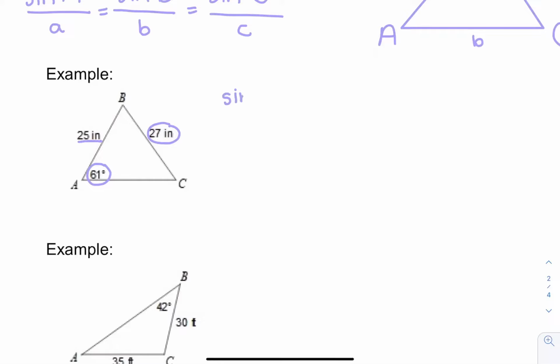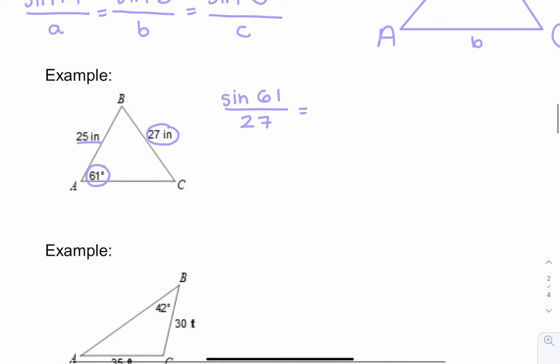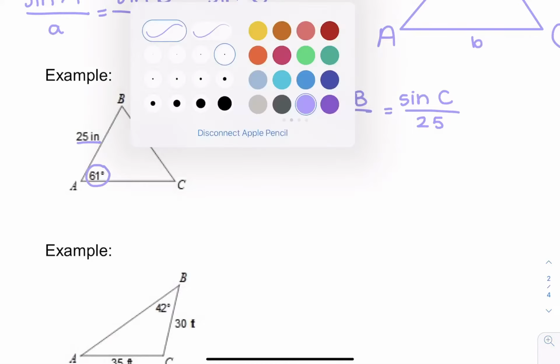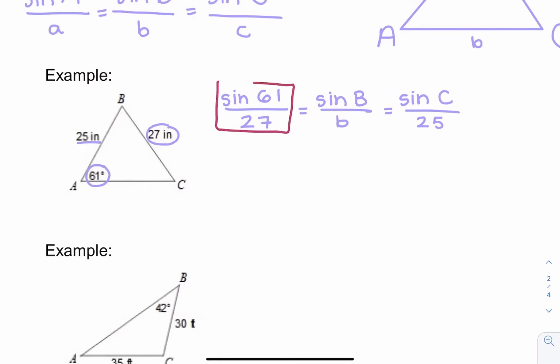We can write sine of 61 over 27. So that's angle A over side A, is equal to sine of B over B. In this case, we don't know anything about that, but it's equal to sine of C over the side opposite, which is 25. So that means we can use this to help us find the ratio. So what we can do is focus in on these two ratios and cross multiply.